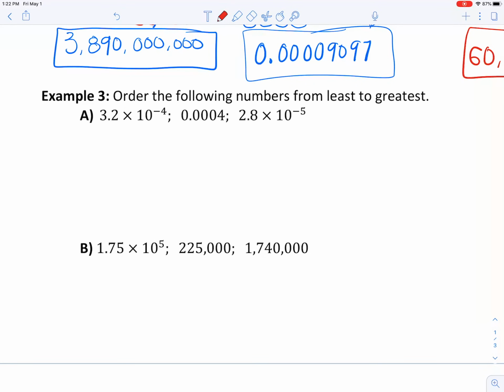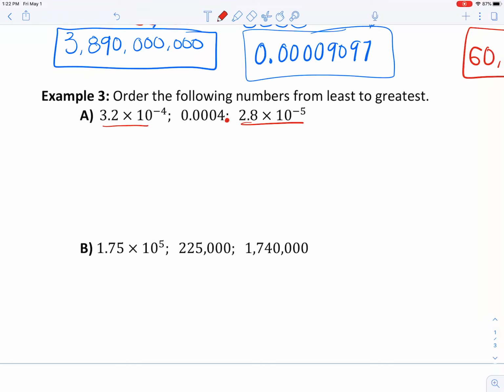Okay, example 3. Now we need to order the following numbers from least to greatest. So there's a couple of ways that we can think about this. One of those ways being if we write them all in scientific notation, then we'll be able to quickly compare. So I'm noticing that the first and the third number here are already written in scientific. Let's change the second one.